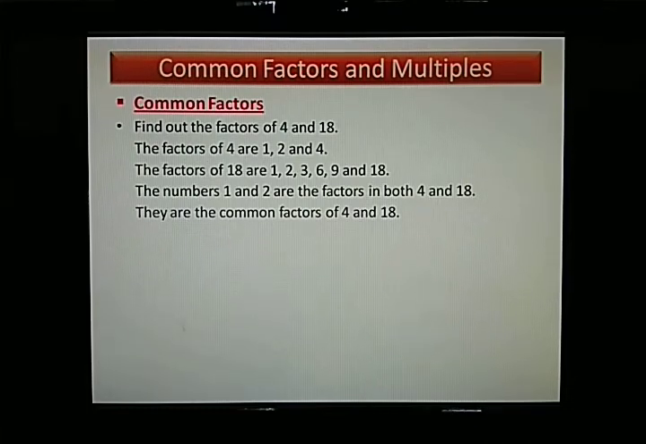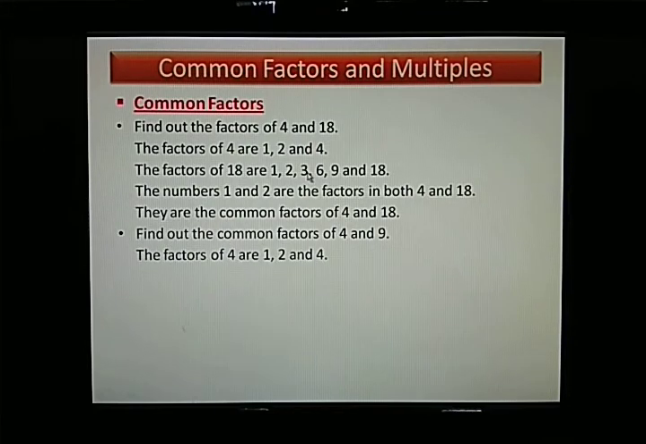So say we are given 2 numbers, or we can even say 3 numbers or 4 numbers, whatever numbers we are given, the factors which are present in all those numbers which are given to us, we can say they are the common factors. Clear? Now next, say we are told to find out the factors of 4 and 9.